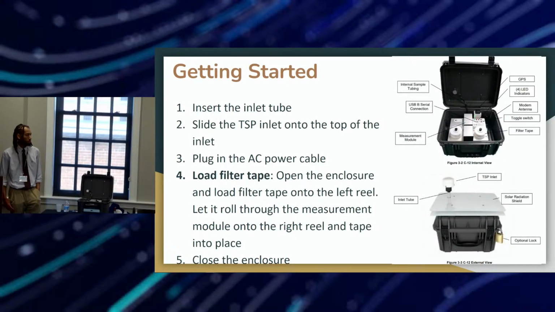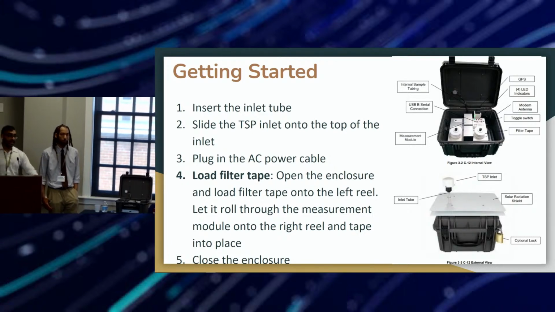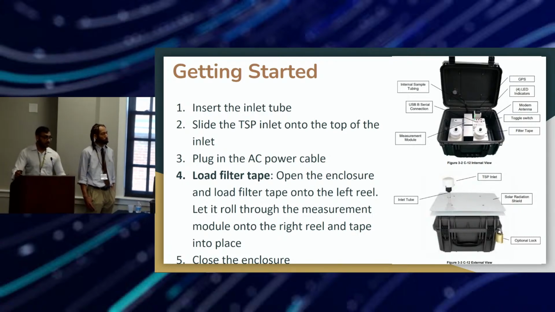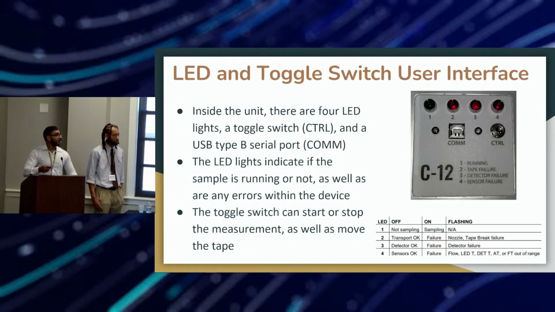So this is just the layout, as I had mentioned before, similar to the PurpleAir. You just plug it in, and then you load the filter tape, as I had mentioned. You pull that from, as some of you might have in your hands right now, the bin, pull it across the measurement module, and then fix it onto the right side, and it'll begin to collect. Within the device, you have some LED lights. This just indicates whether the device is working properly. The green light indicates that the device is in fact running well.